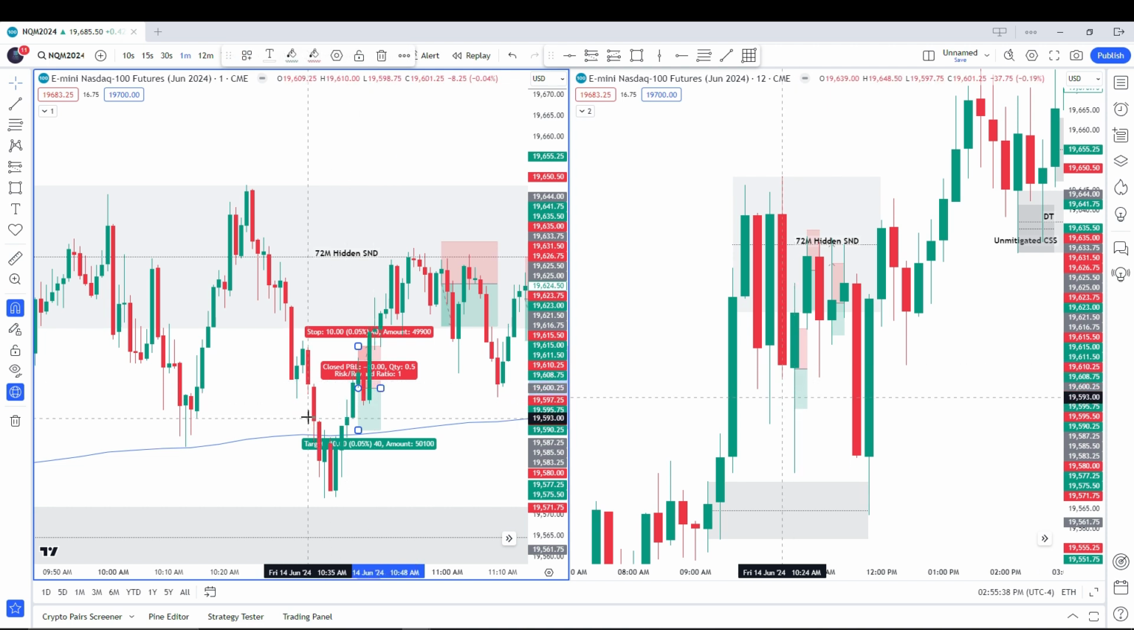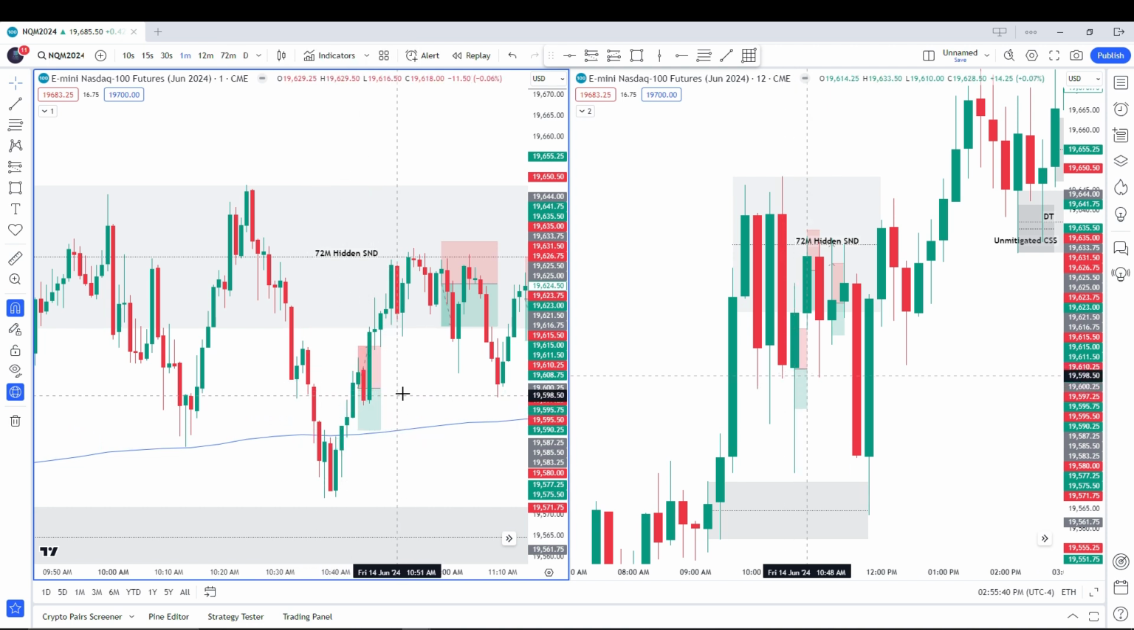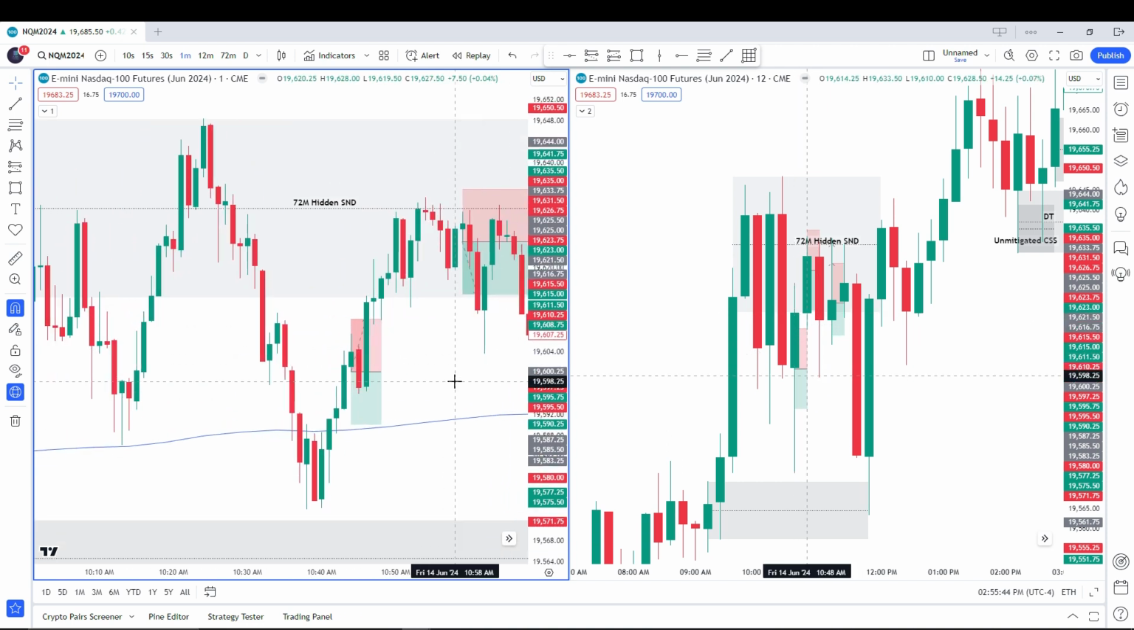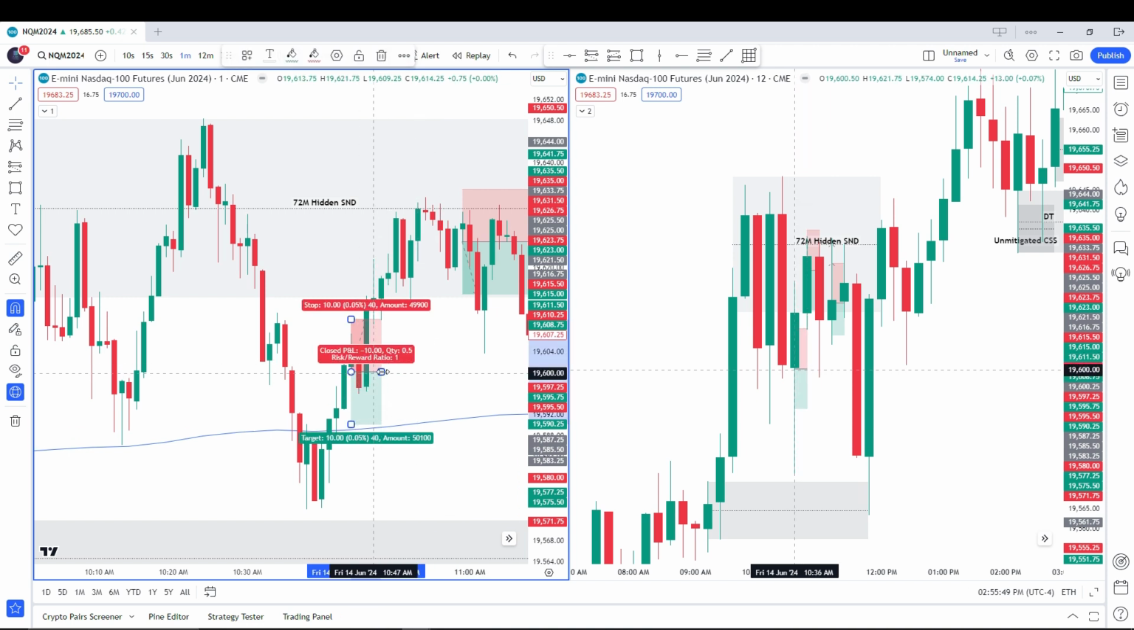So what we saw, we did not partake in this short because to me it was really obvious that this would have been a loser. Can it have worked out? Of course, that's just probabilities, but we did not engage in this one.